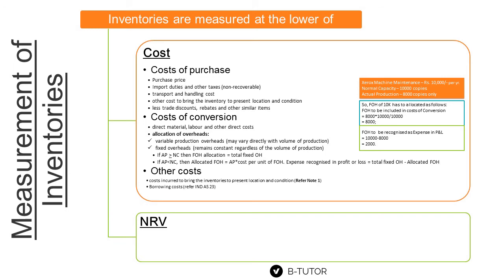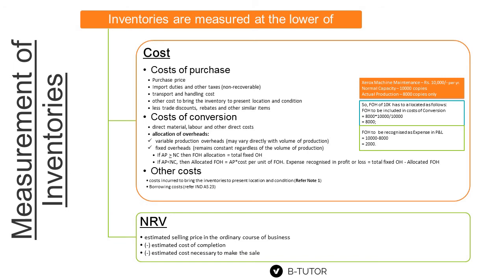Refer note 1 at your end to know the cost to be excluded from cost of inventory. Then also consider borrowing costs if Ind AS 23 permits. On the other hand, it is NRV. Net realizable value will be the estimated selling price in the ordinary course of business, which has to be reduced by estimated cost of completion and estimated cost necessary to make such a sale.